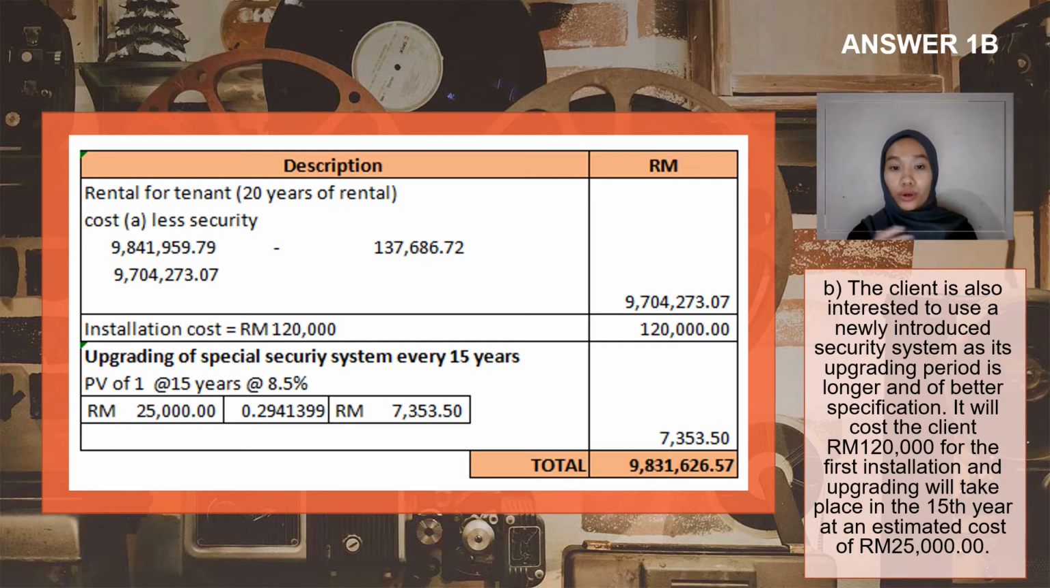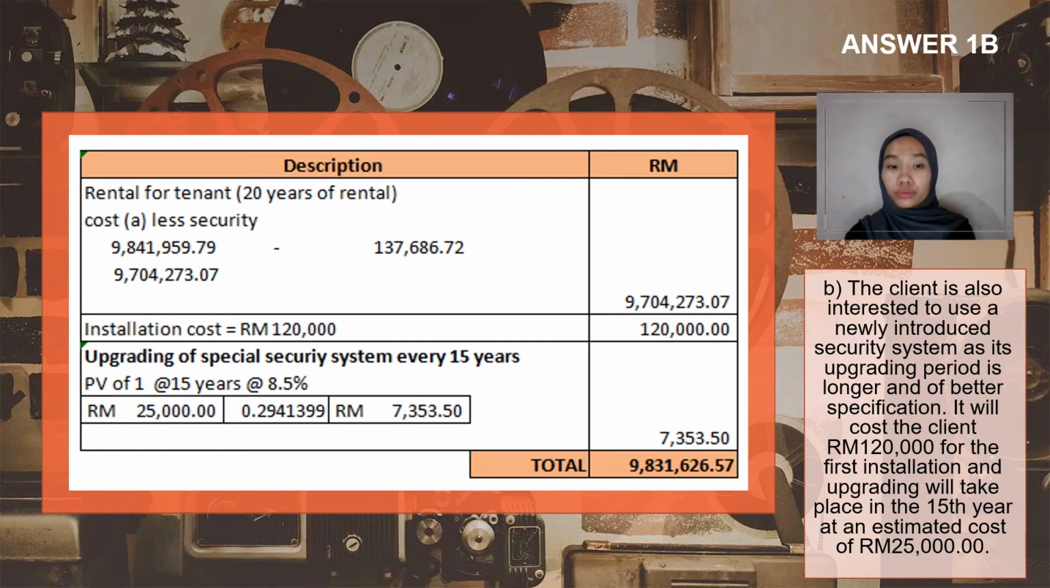9.7 million. So we add the new installation cost, which is 120,000, and we also add the new special security system that will be upgraded every 15 years. So we have to multiply with the present value of 1 for every 15 years, but we don't have to include the next 30 years because the tenant is no longer involved. So we only include 15 years of the special security system, which totals 7,000.